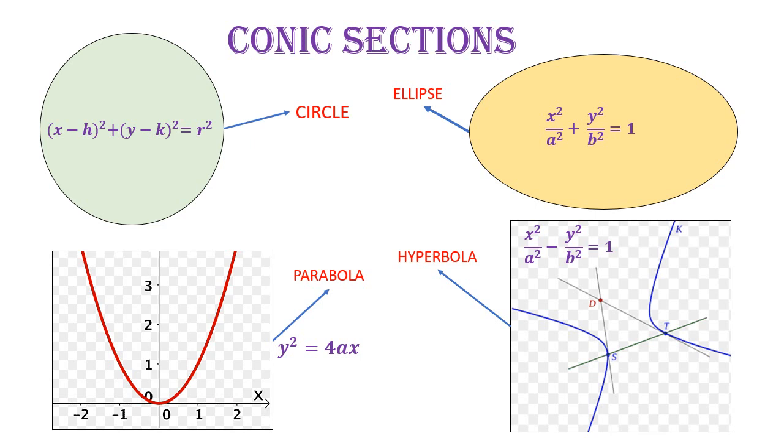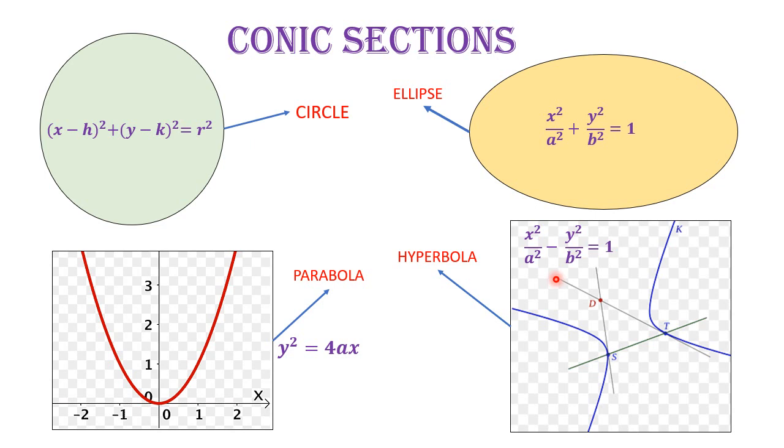Conic sections are the sections of cone. These are mainly of four types. First is circle. Its general equation is (x minus h) whole square plus (y minus k) whole square equal to r square. The second is parabola and its general equation is y square equal to 4ax. Third is ellipse and its general equation is x square over a square plus y square over b square equal to 1. And the last one is hyperbola and its general equation is x square over a square minus y square over b square equal to 1.